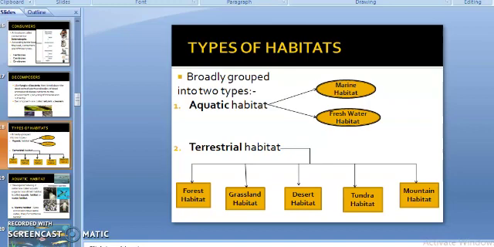See, the habitats are broadly grouped into two types. Aquatic habitat, first one, and second one, terrestrial habitat. Aquatic habitat is divided into two types, marine habitat and freshwater habitat. And terrestrial habitat is divided into these types: forest habitat, grassland habitat, desert habitat, tundra habitat, and mountain habitat. In our next slides, we are going to discuss about these subtypes of aquatic habitats first. Let's start with aquatic habitats.